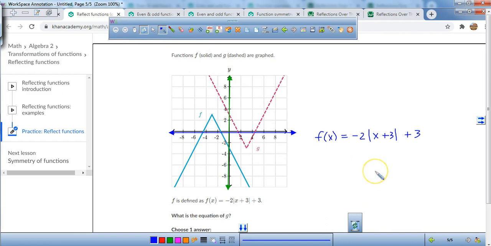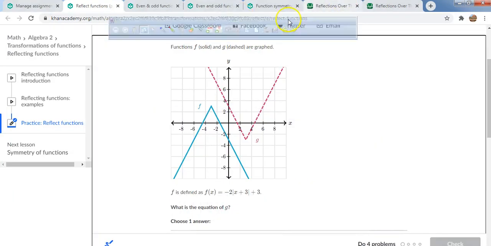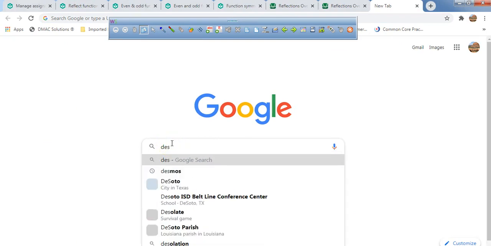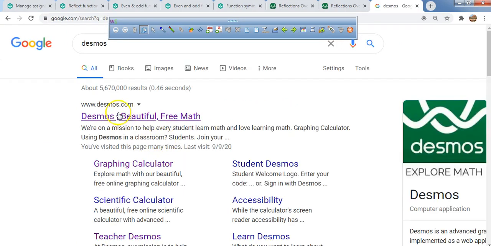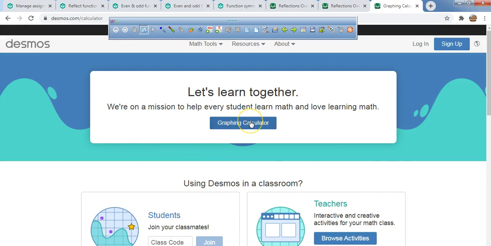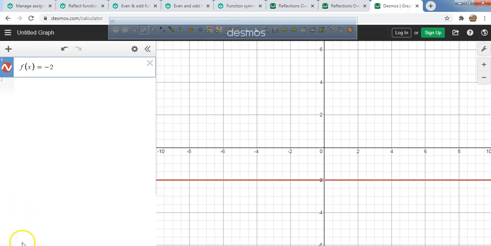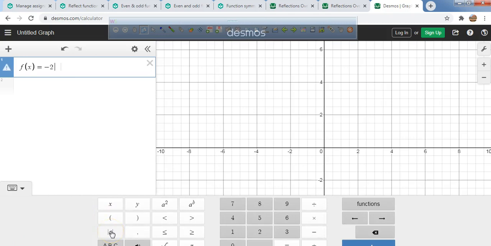Let's use some Desmos, and we can kind of see how it works. All right, so I'm going to go over here and take a look at Desmos. I'm just going to go ahead and open it up so you guys can see how it works. All right, so I'm going to put f of x equals -2, and we're going to go down here and put the absolute value bars and put x plus 3.